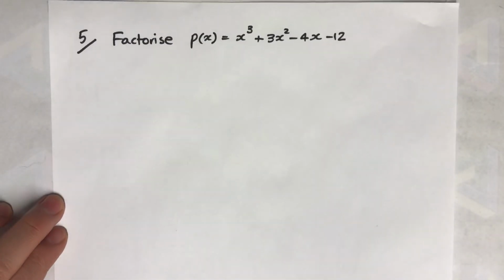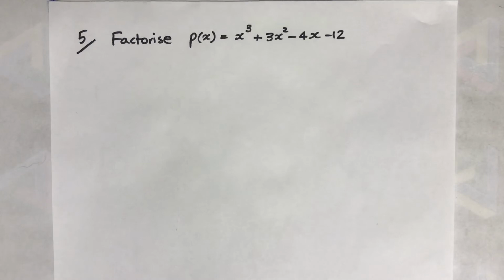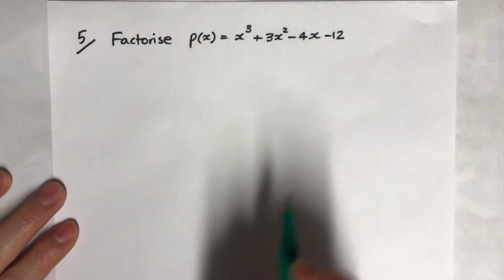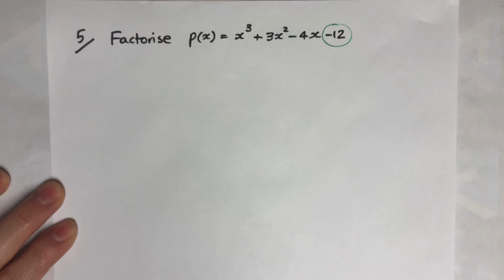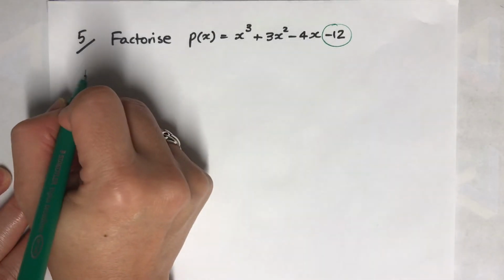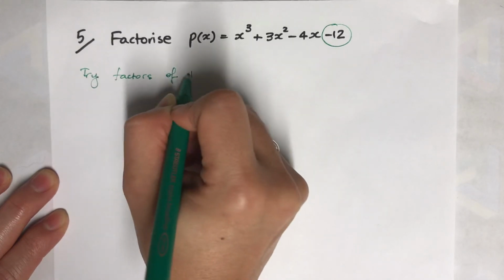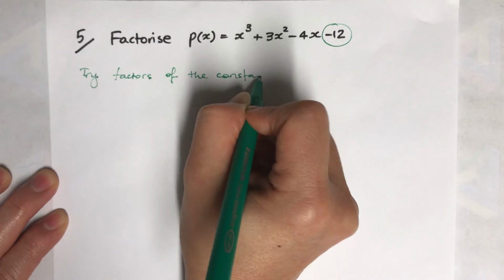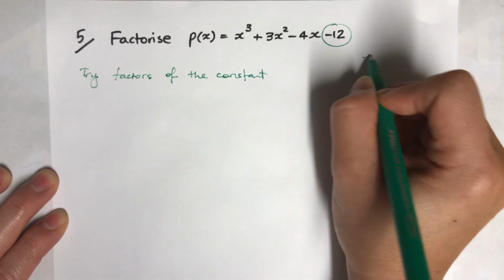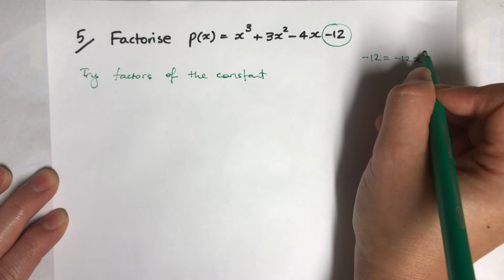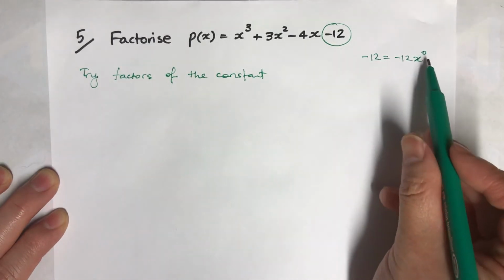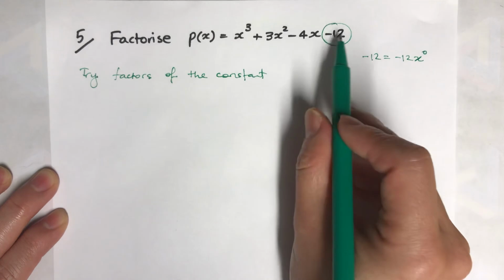Well, that's excellent. Now, the last question, 5. Factorize p of x. Now, it hasn't been giving us the divisor here, just giving us the dividend. So how do we do that? We need to look at the constant term here. So try factors of the constant. Now here the constant is really minus 12, minus 12x to the power of 0, guys. Okay, x to the power of 0 is what, 1. So that's why it doesn't show it.